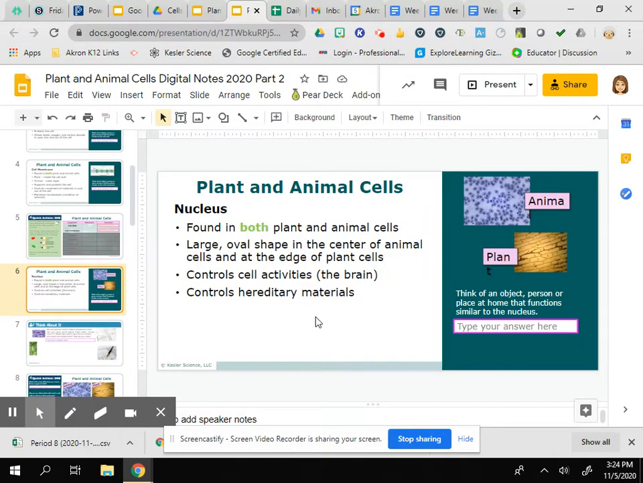The nucleus is found in both plant and animal cells. It's large and oval in shape, and it's usually found near the center of an animal cell and near the edge of a plant cell. It helps to control the cell activities. Sometimes people nickname it the brain, but I don't want you to ever use that as an answer. I want you to say that it controls cell activities, or that it controls hereditary material, or that it stores genetic information. Those are good examples of answers. Over here, think of an object, person, or place at home that functions similar to the nucleus. We're coming up with different analogies to our cell parts.